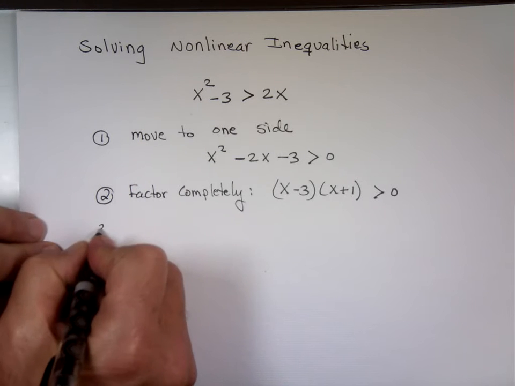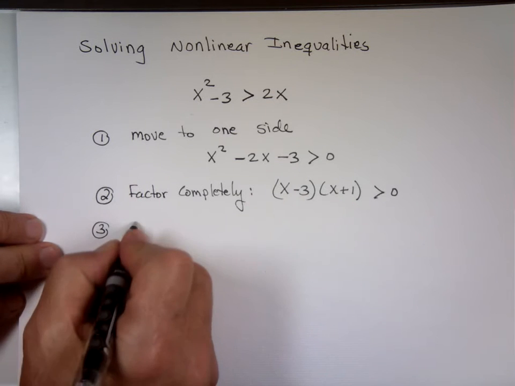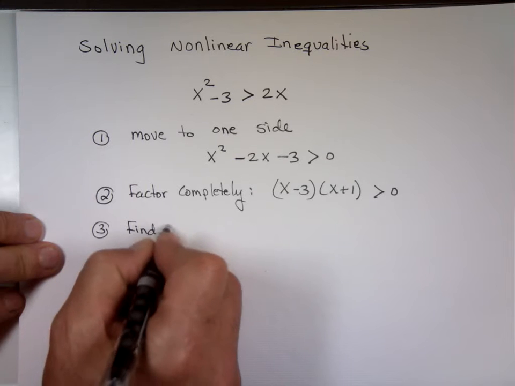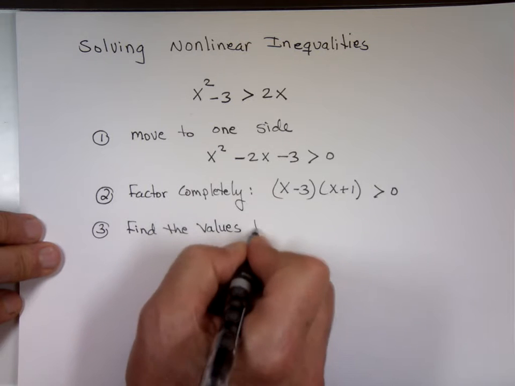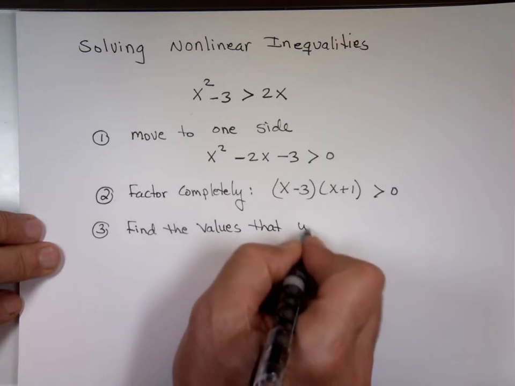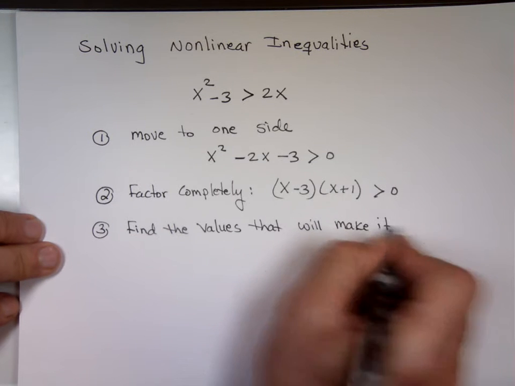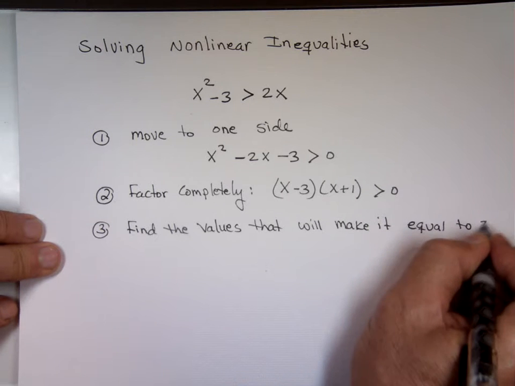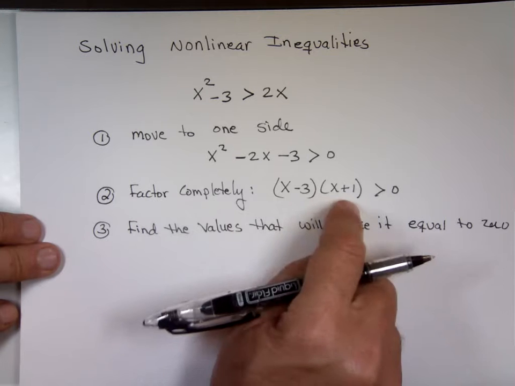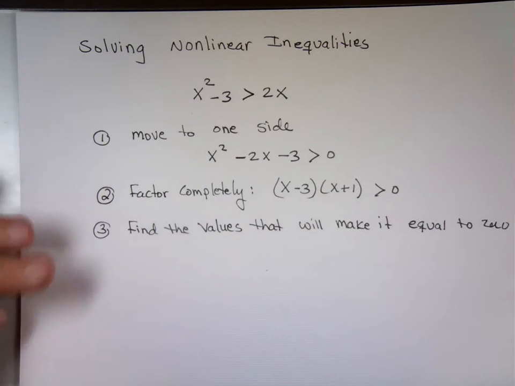So now, step number 3, I'm almost done. I want you to find the values that will make it equal to 0. Just equal. What value or values, maybe more than one here, will make this expression equal to 0? Not greater than or equal, just equal to 0.